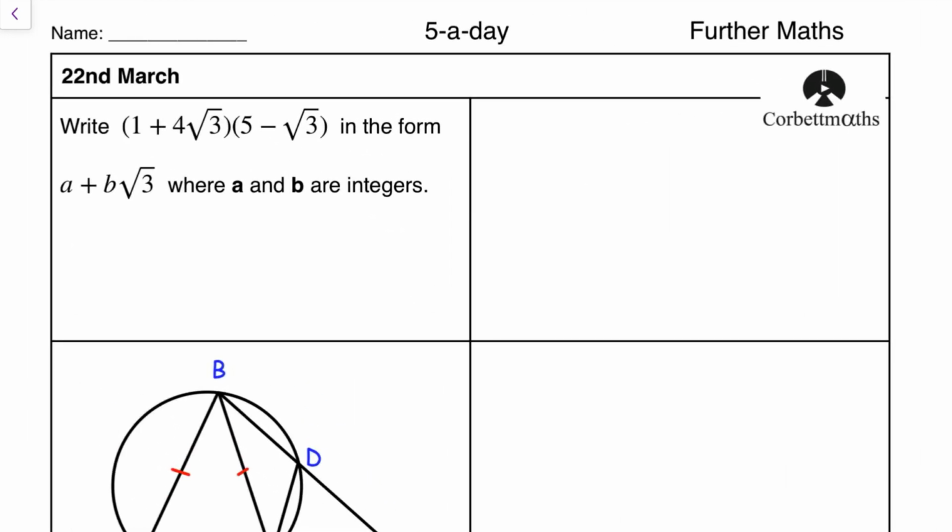Right, so it looks like a surds question. What do we need to do? Always have in mind where you're trying to get to. So I'm trying to get to something plus something times root 3, which, looking at the question, is probably just going to fall out. But anyway, let's give it a go.